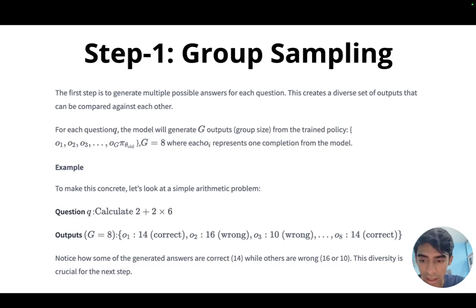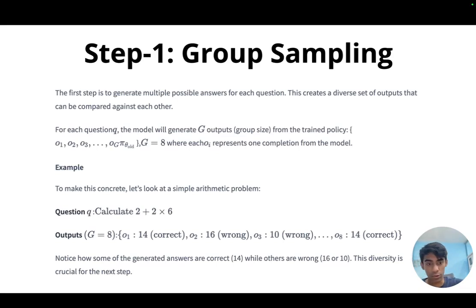So let's have a look at an example question: calculate 2 plus 2 multiplied by 6. Now the outputs, G equals 8. You'll have one correct, that is 14, another is 16, wrong, 10, wrong, 14, correct, and so on. You have 8 outputs. Now you will notice that some of the generated answers are correct and others are wrong. Obviously, this diversity is very much required, because if you want to teach your model that this is correct and this is not correct, you need to have wrong answers with you too.